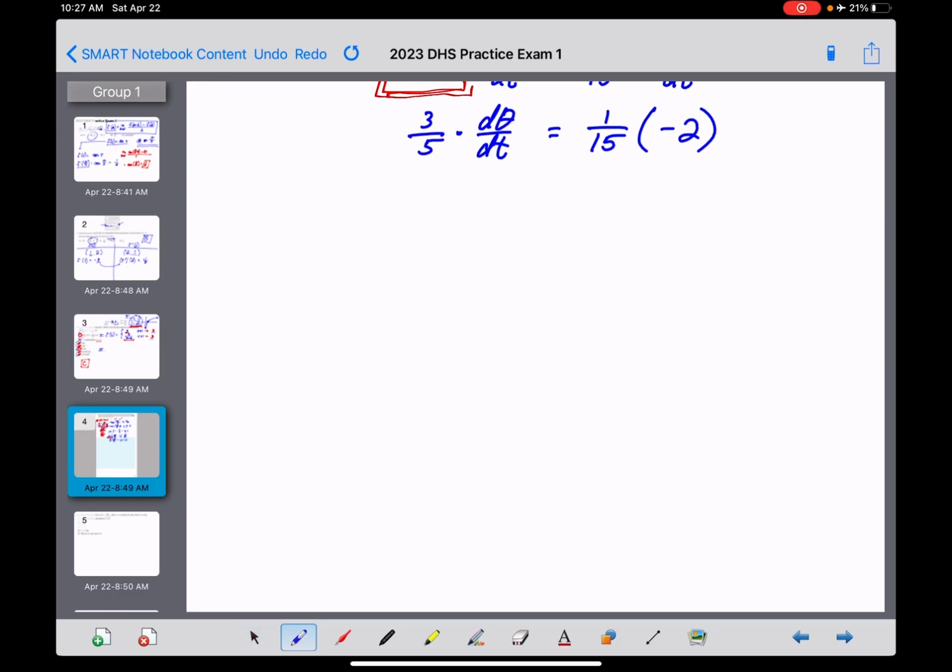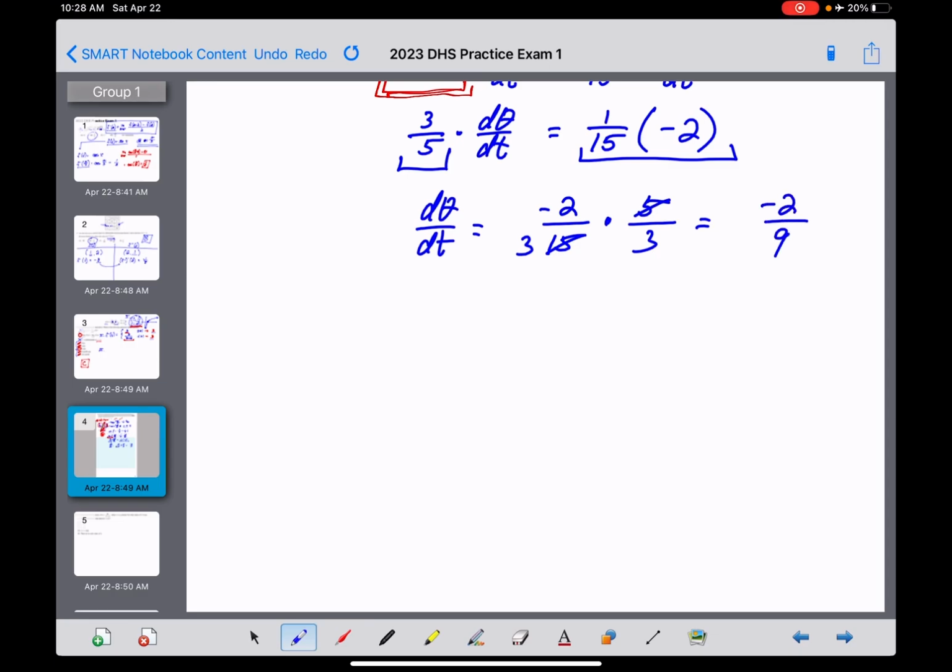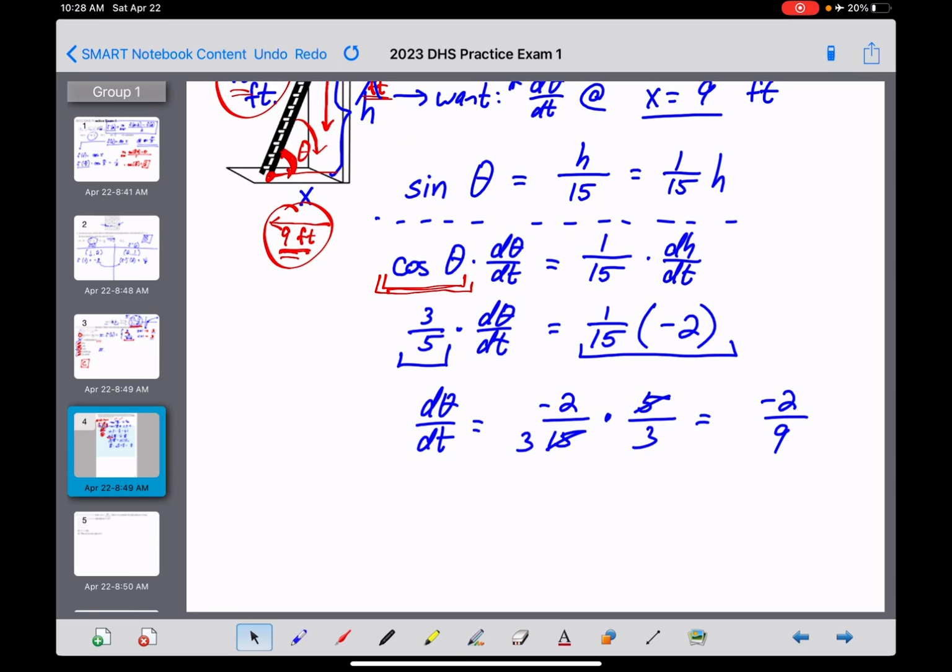Okay, here we go. Let's see. So d theta dt then is going to equal, that's a negative 2/15 right there, and then we'll multiply by the reciprocal of 3/5, which is 5/3. So what happens here, guys? The 5 and the 15 cancel, leaving you a 3 on the bottom, and we're going to end up with negative 2/9 for d theta dt.